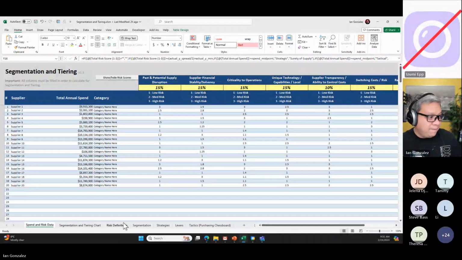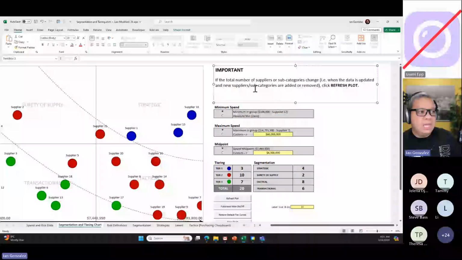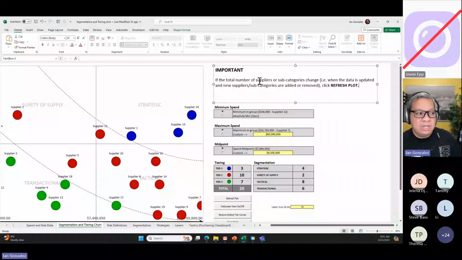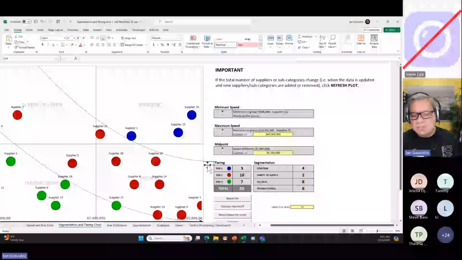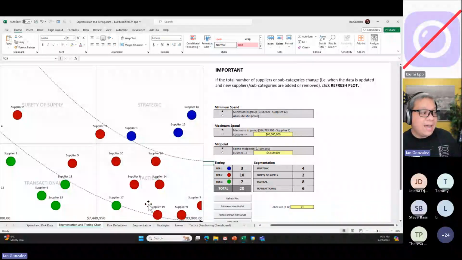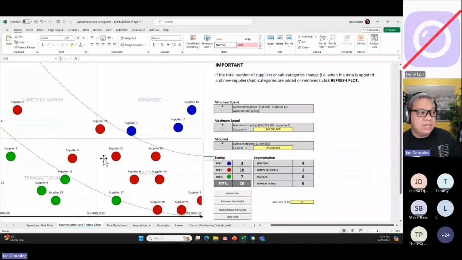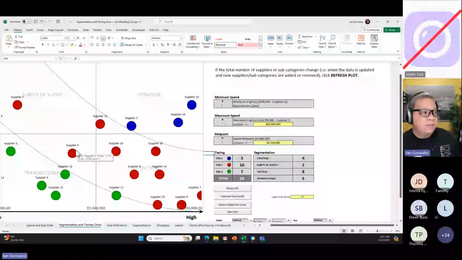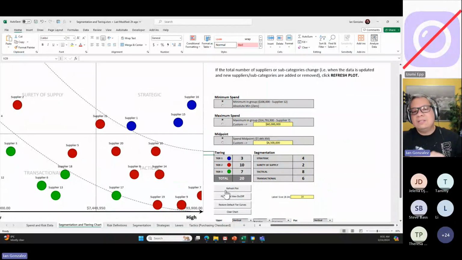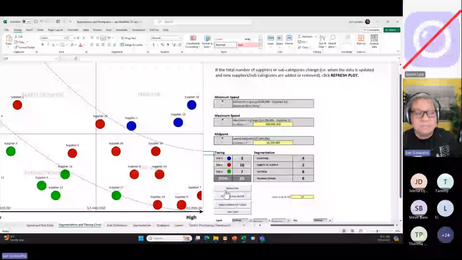Okay. Back to the chart. If the number of suppliers changes, you have to hit Refresh Plot, that button down here. Because this is a simple Excel file, as you add more data the chart will change and all the colors will go out of whack. You'll have more points, and the colors will be wrong. Hitting Refresh Plot tells Excel to do it all over again and give me the right colors and the right plots.